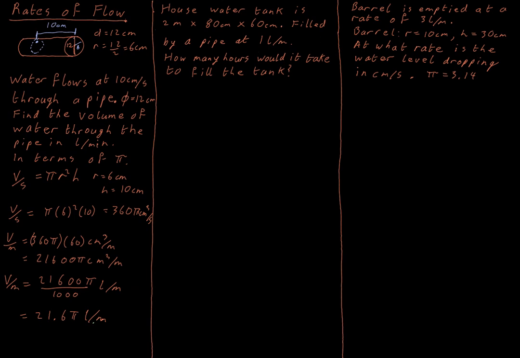And we end up with 21.6 pi liters per minute, and that's our final answer, because we're asked for our answer in terms of pi. Now let's put this into practice in terms of a water tank.